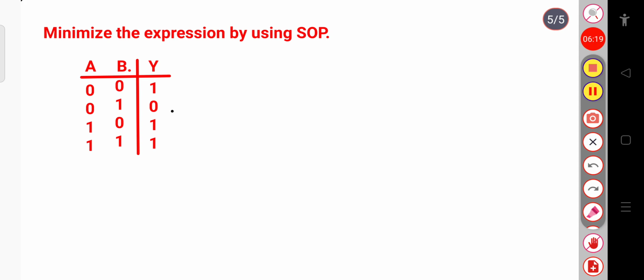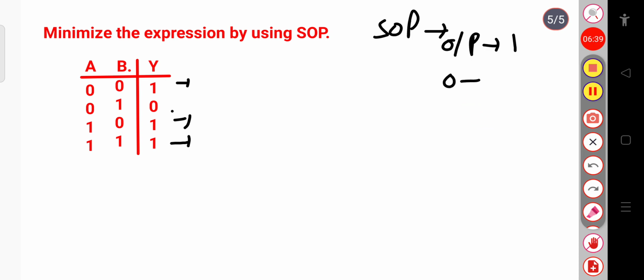So, first of all you must recall that for SOP our output should be 1, we have to take output 1. So, this will be my output, and we have to ignore 0. So, these are my outputs. Then the next condition is that for 0 we have to take the bar, and for 1 we will not consider the bar. This much we need to recall and nothing more.